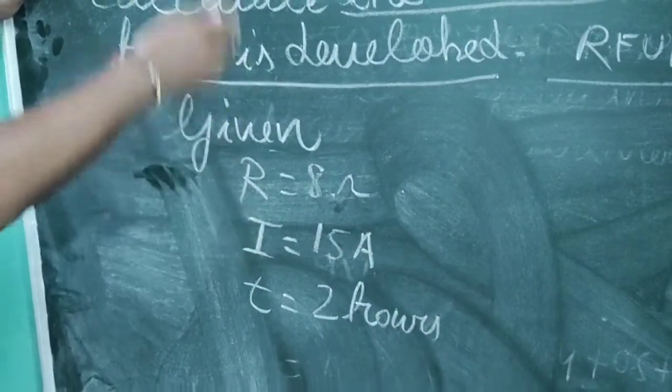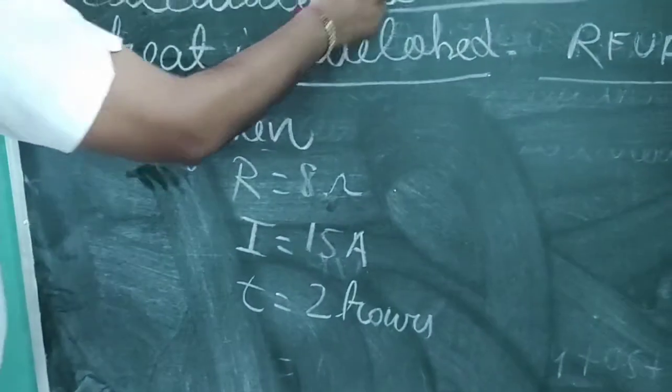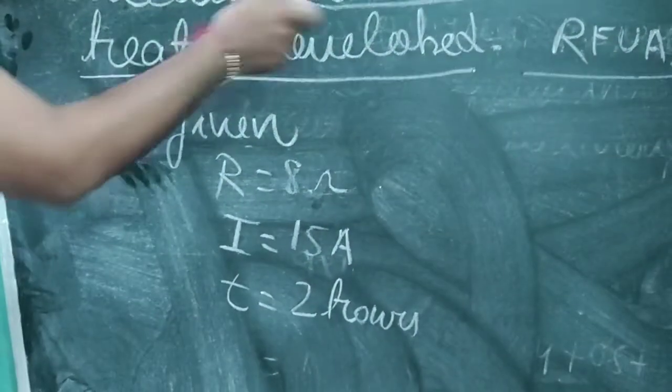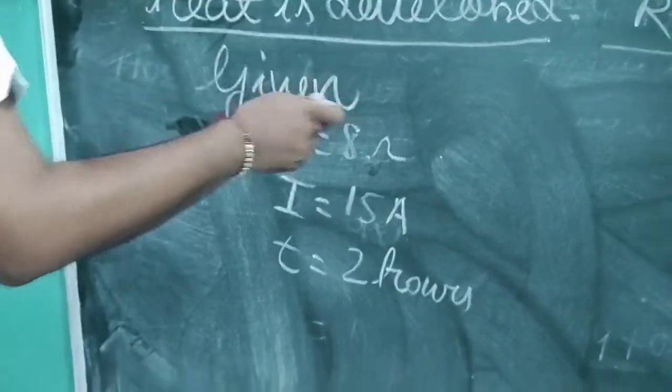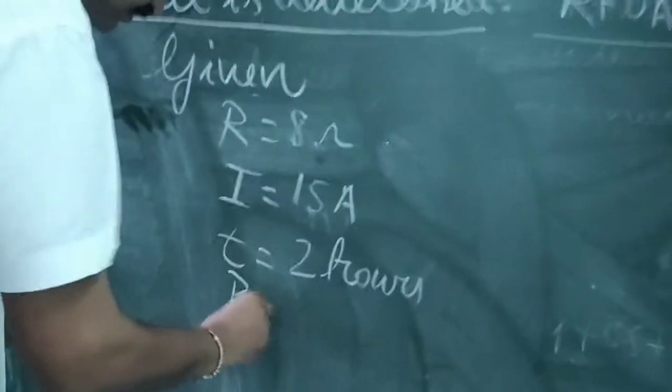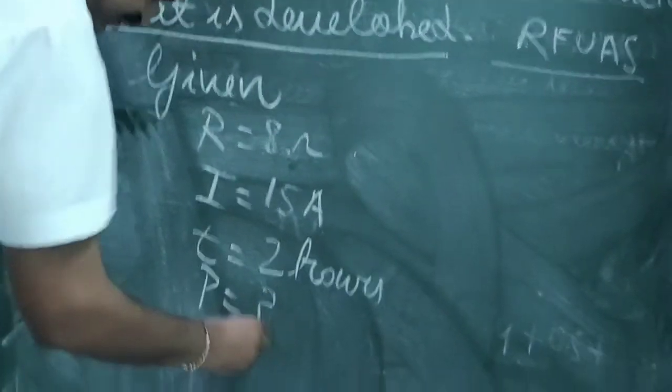So these are the quantities that are given. Now in this question, what is asked? The rate at which the heat is developed. So according to this, what is asked? Power is asked.